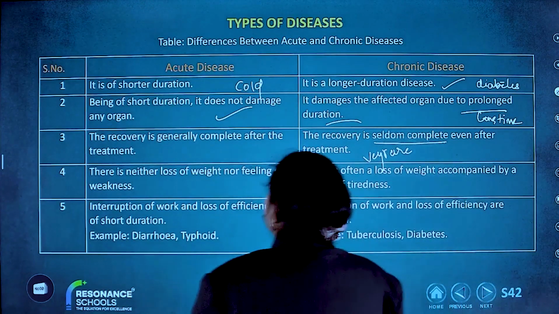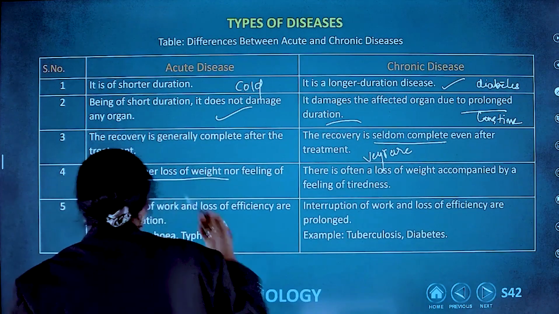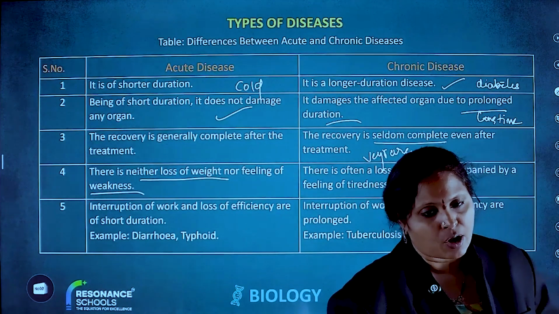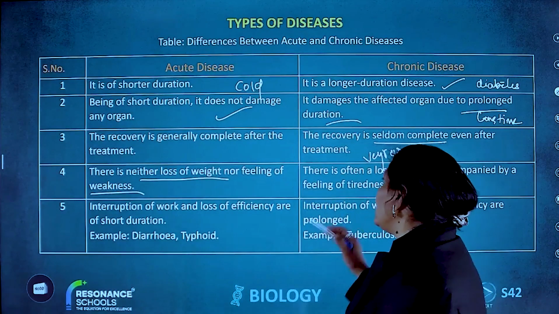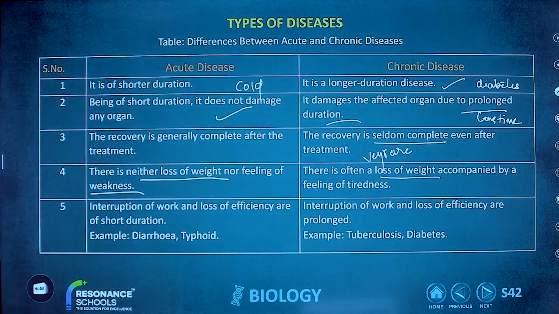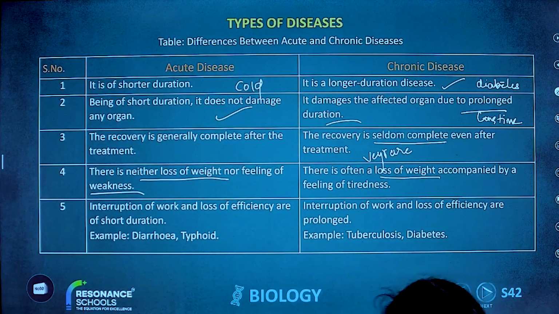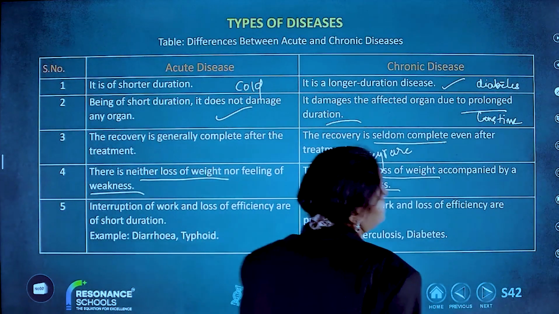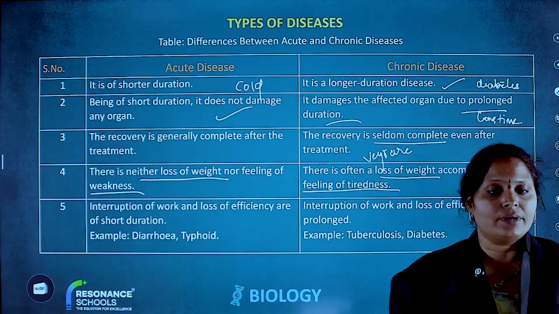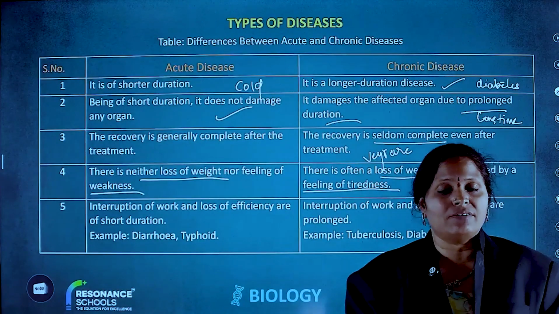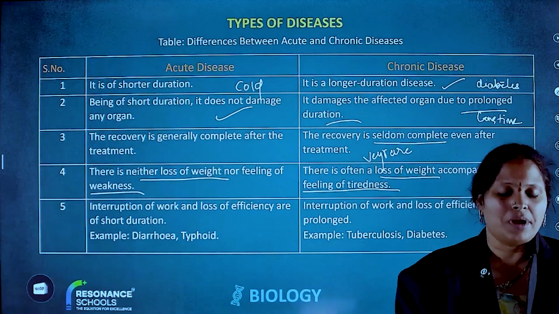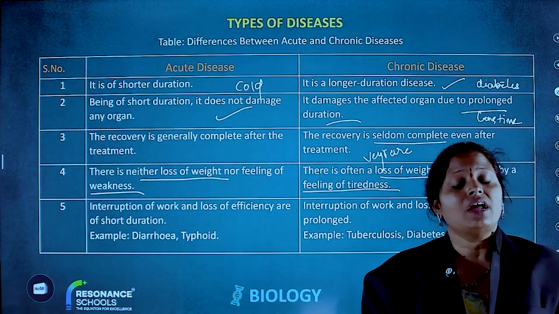Now see, for a temporary fever and all those, there is neither loss of weight nor feeling of weakness. But in chronic disease, loss of weight will be there, accompanied by tiredness. For example, diabetes. For the people who have diabetes, basically what happens, children feel so weak. They may reduce their weight and many other complications are quite common in their day-to-day life.